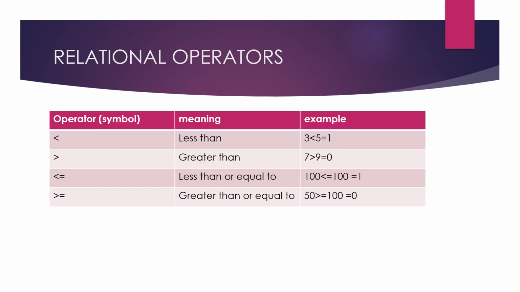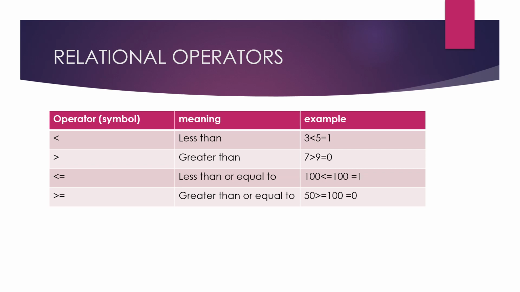Next is relational operator. Relational operators are also called comparison operators, and they compare two values. The expressions which contain relational operators are called relational expressions. The relational operators are usually evaluated from left to right. Here we have the four basic relational operators: less than, greater than, less than or equal to, greater than or equal to.